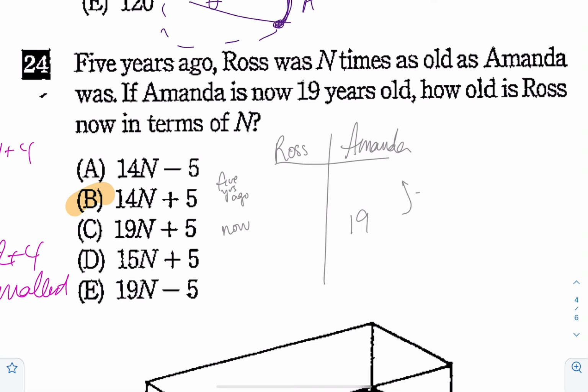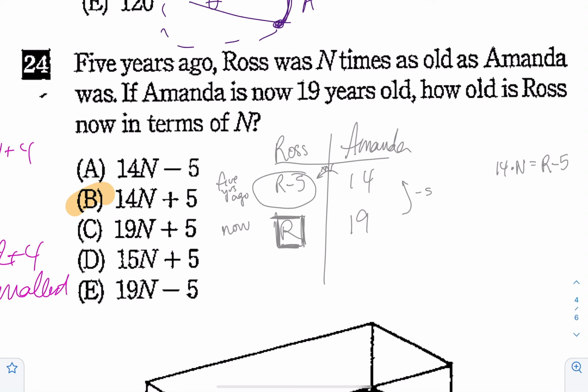you have to subtract 5. Amanda would have been 14. And you don't know how old Ross is, so Ross will be r minus 5. But 5 years ago, this r minus 5 is equal to n times 14. So 14 times n is equal to r minus 5. You want to figure out the value of r, how old Ross is now.